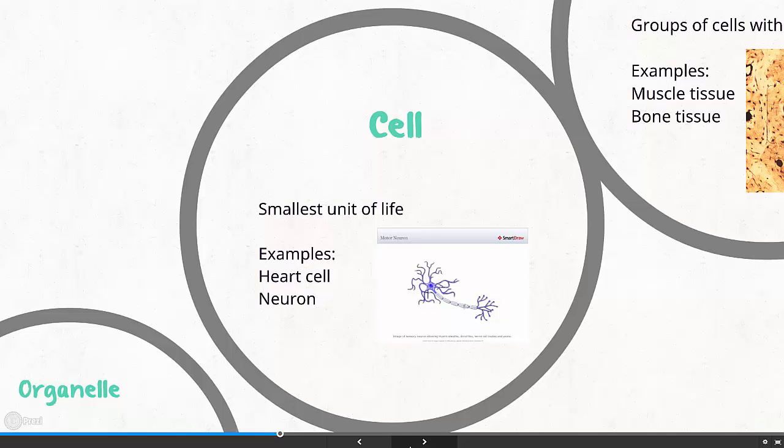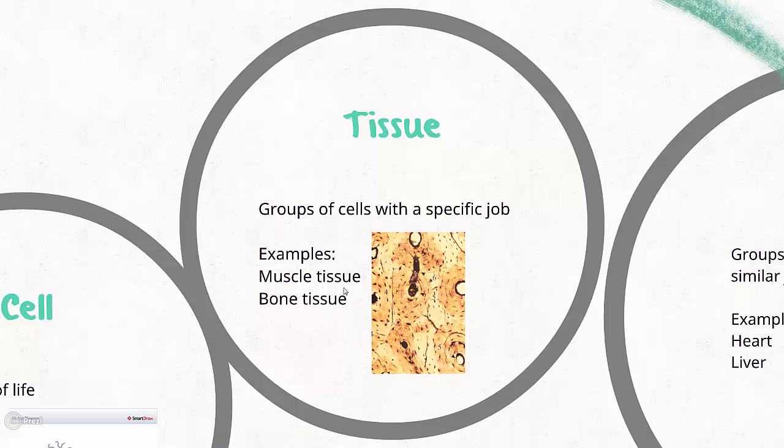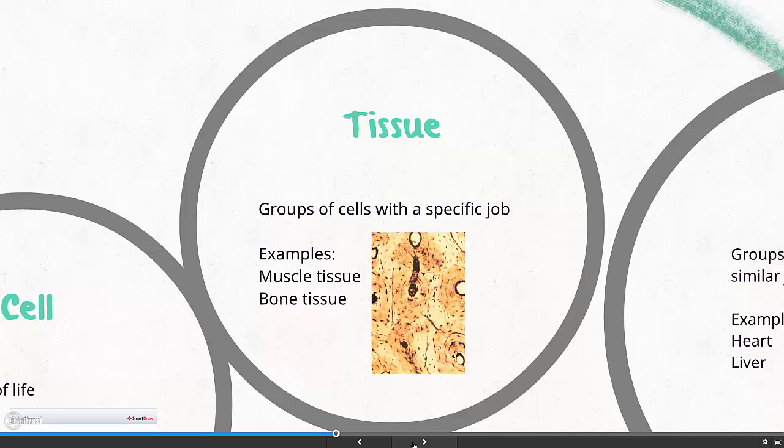Put lots of cells together and you make a tissue. Tissues are groups of cells that have the same kind of job. This picture shows bone tissue. So these are all bone cells grouped together, and because they all have the same kind of job, we lump them together as bone tissue. You also have muscle tissue, which is made out of muscle cells.